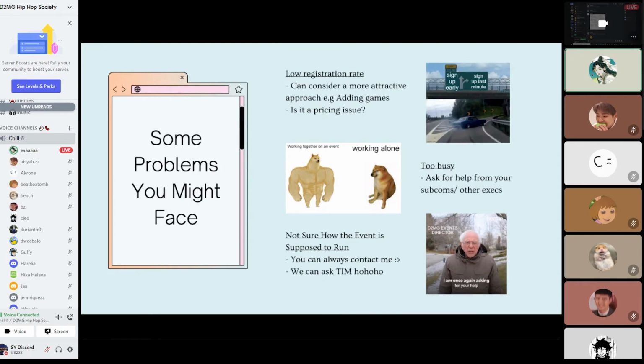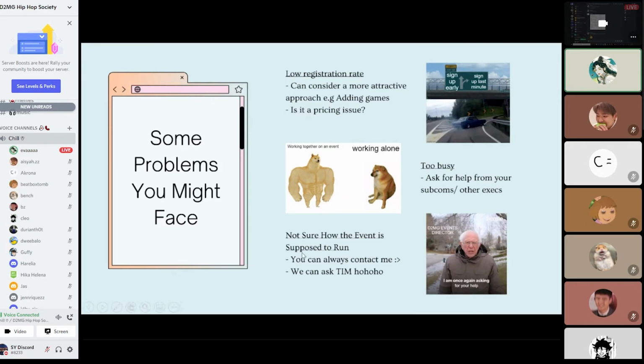And some problems you might face. This is just a little warning. There are good things about being an events director, and there are also bad things. But you know what? You have to go through a challenge. Like every show, there's always a challenge, always some crying for the character development to happen. So you have to go through that to have character development.